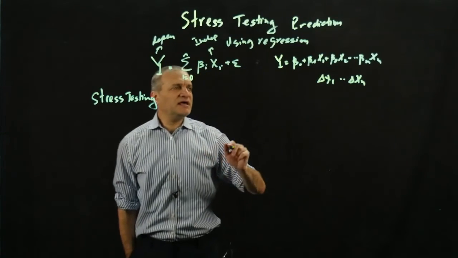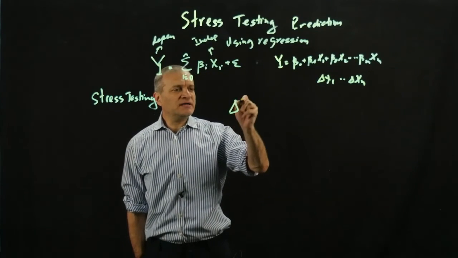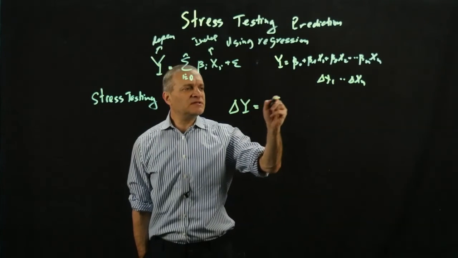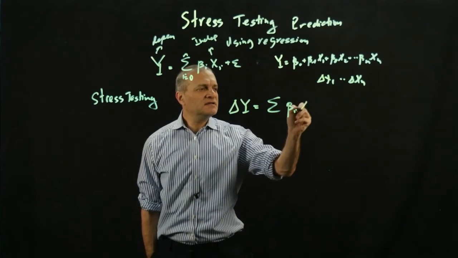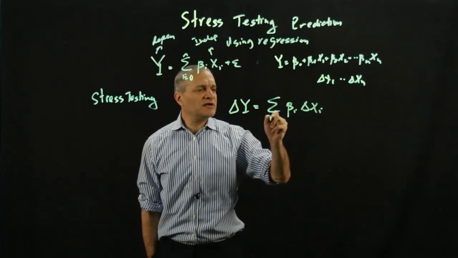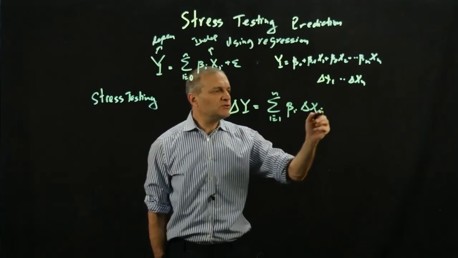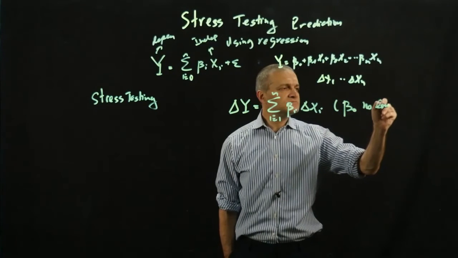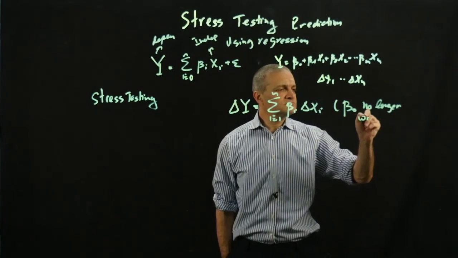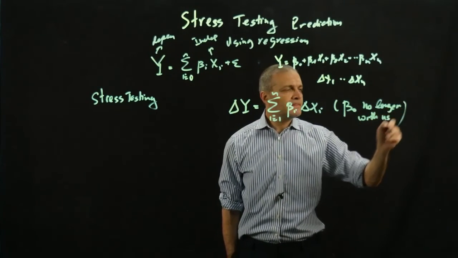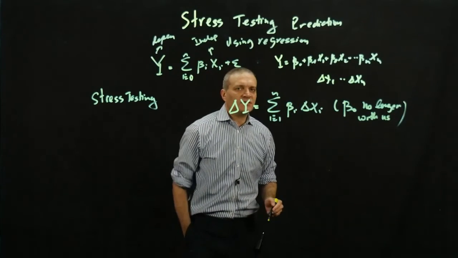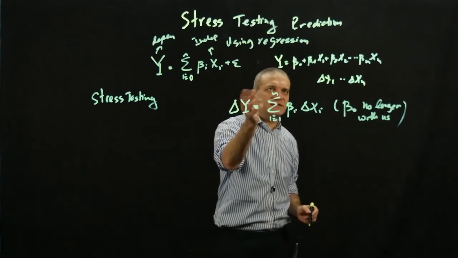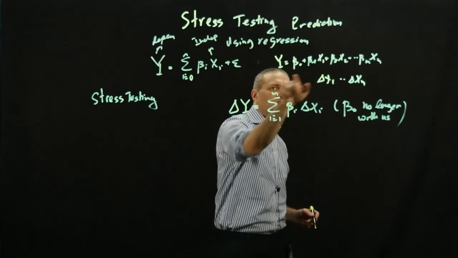So in this case, delta y is going to be the sum of beta i delta xi, where i goes from 1 to n. So what you see here is that beta 0 is no longer with us. Beta 0 is omitted from this equation when we talk about changes.